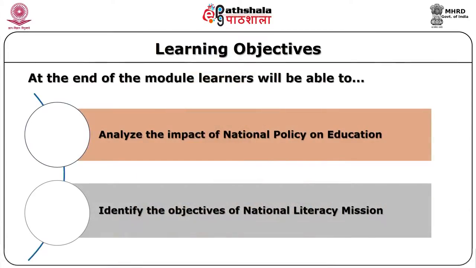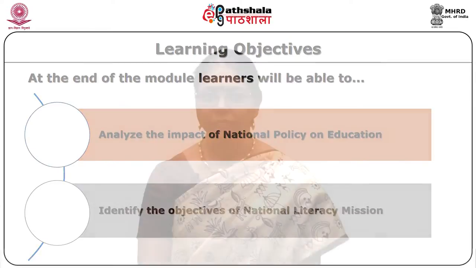This is the era where government and policy makers realize that mere reading, writing and arithmetic is not sufficient, and one has to go beyond that. Thus, the concept of functional literacy emerged during the 1960s. Let us see the learning objectives of this module. The first objective includes analyzing the impact of national policy on education and identifying the objectives of the National Literacy Mission.